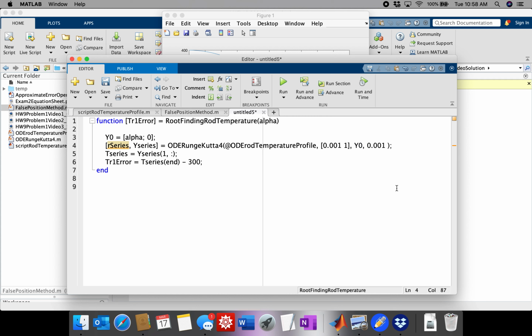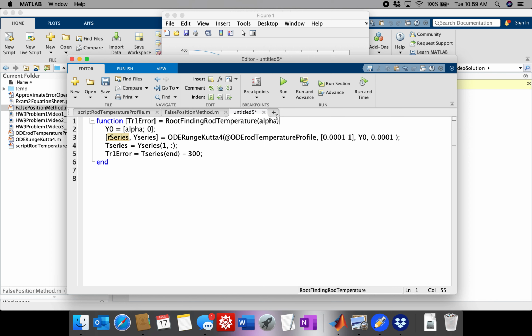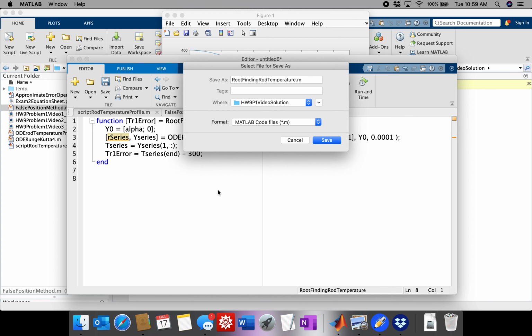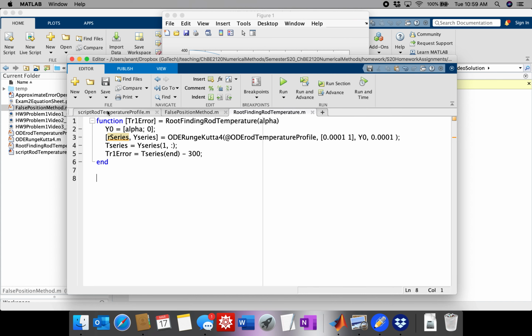Since we know this code works, I'm just going to use an even smaller step size. Might as well. Let me just make sure. This function inputs an alpha. That alpha goes into the initial guess, and then we solve the rod temperature profile using fourth order Runge-Kutta. We extract the T series, and the last number should be 300. Okay, let's go ahead and try this out.